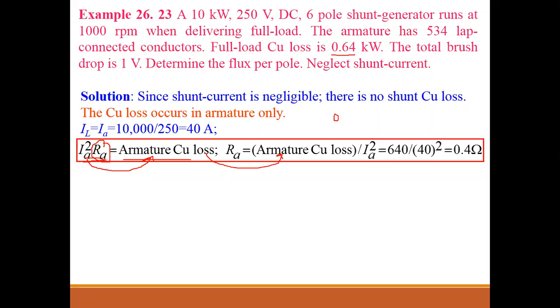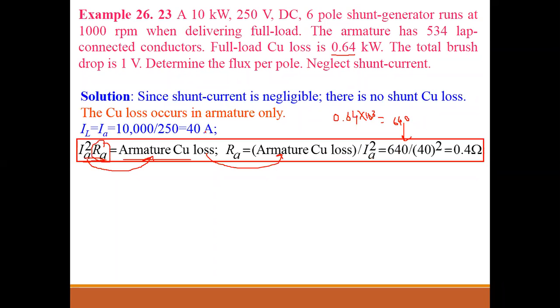So 0.64 kilowatt, multiplied by 10³, how does it become? 640. Am I right? The copper loss given is 0.64 kilowatt, so to convert kilowatt into watt we multiply by 10³. When we multiply 0.64 by 10³, we get 640 watt. So we take 640 in place of armature copper loss.